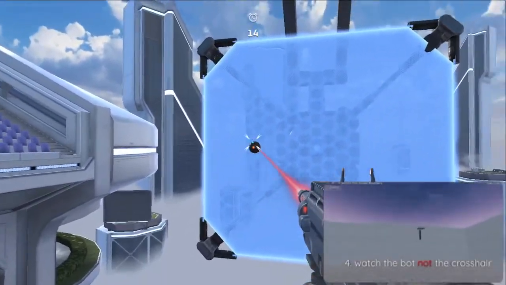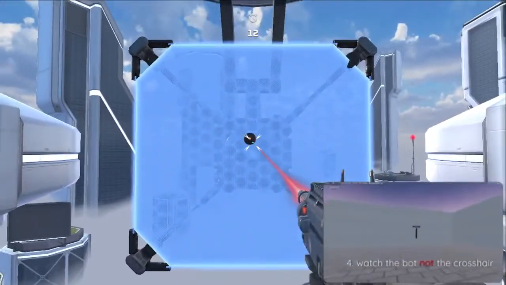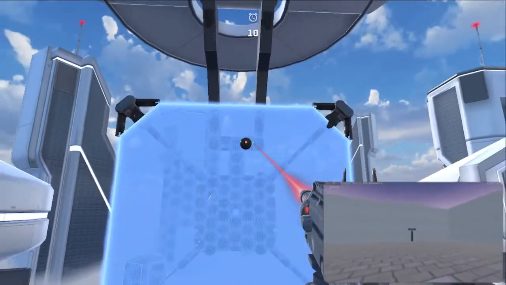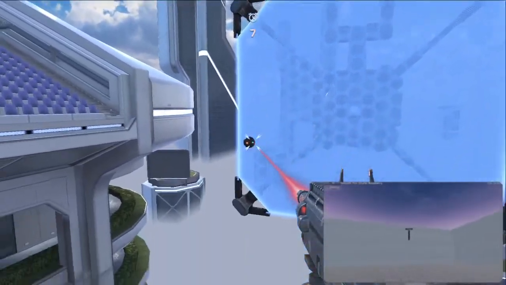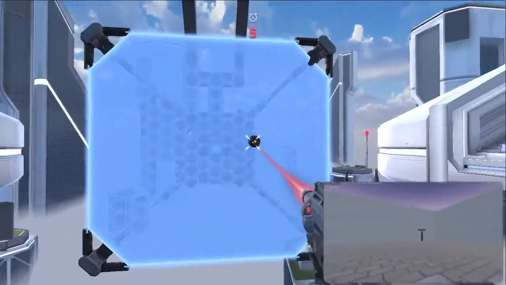You also want to be watching the bot and not your crosshair pretty much always when doing smooth tracking. This is because you're partly developing your reading skills, which is essentially your ability to understand how a target is going to move on screen and react accordingly with your crosshair movement.